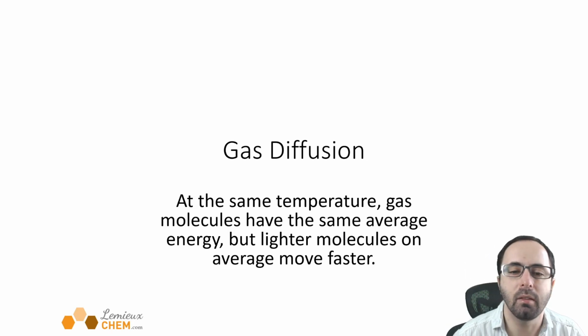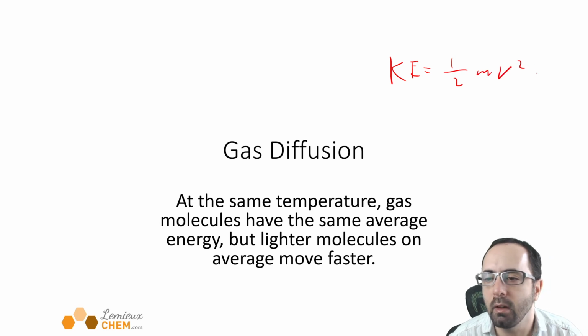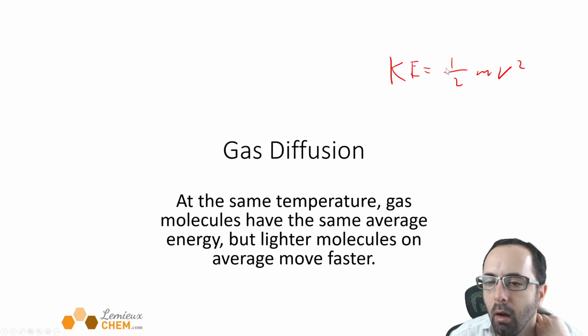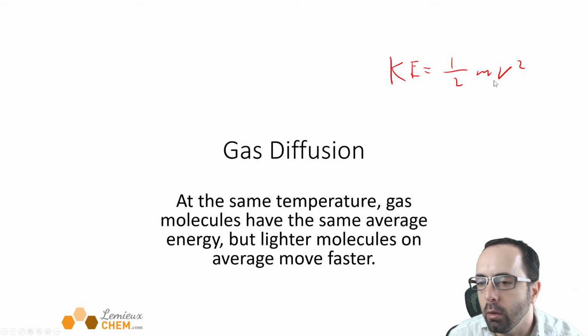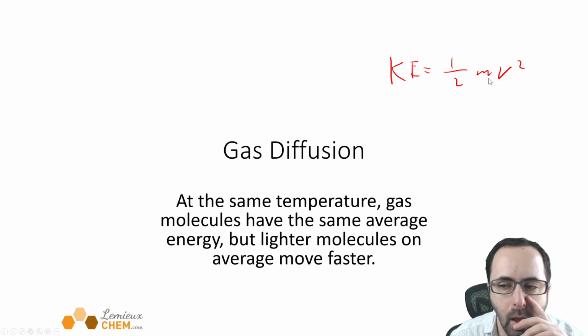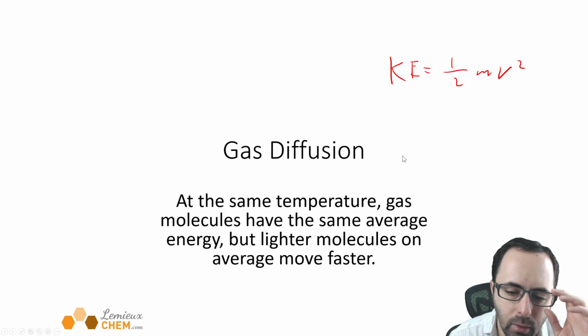And so what this means is that if the molecule is very heavy, by the way, kinetic energy in physics is expressed as 1/2 mass times velocity squared. So although the molecules will have the same energy, a light molecule that has a low mass will have a higher velocity at the same kinetic energy or the same temperature. Whereas a bigger, heavier molecule with a greater mass will have the same average kinetic energy at the same temperature, but its speed will be smaller.